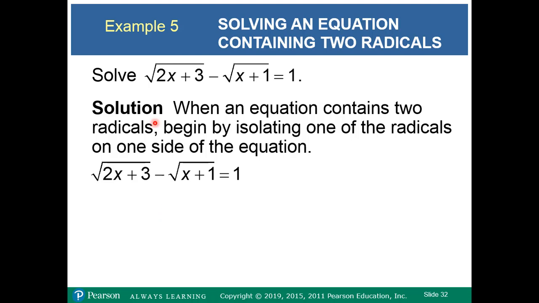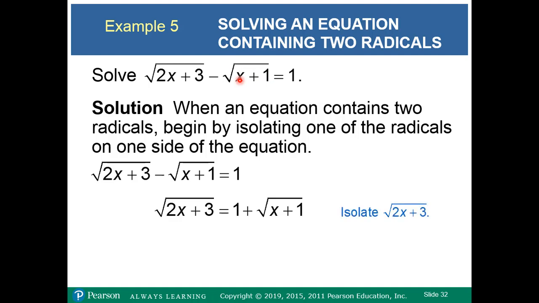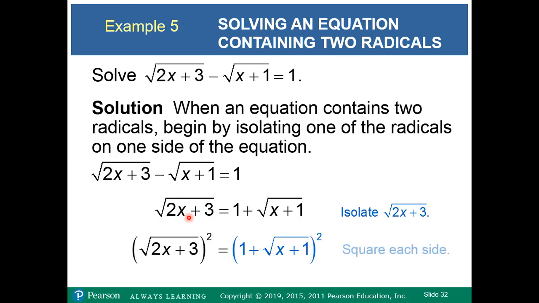Now what about this one? Now we have two radicals, so we're going to have to do this twice. We have to isolate one of the radicals. It doesn't matter which one, but we have to isolate one of them. So why don't we add this one to both sides? And now we can get this. Now we're going to square both sides. And over here, we're going to have to use the FOIL method. Over here, we're just going to end up with 2x plus 3.